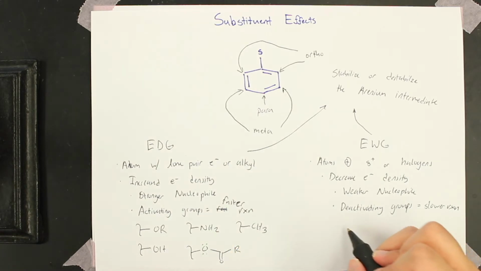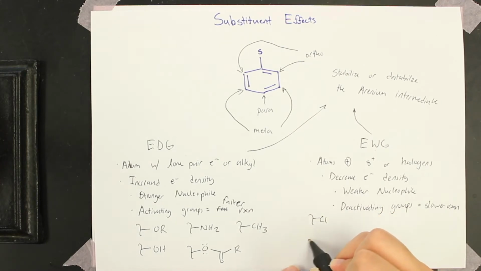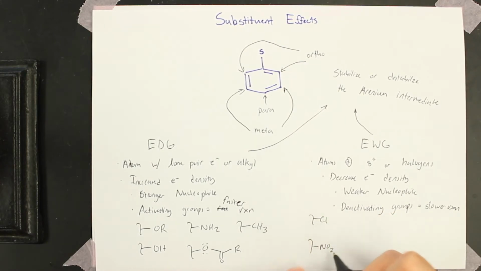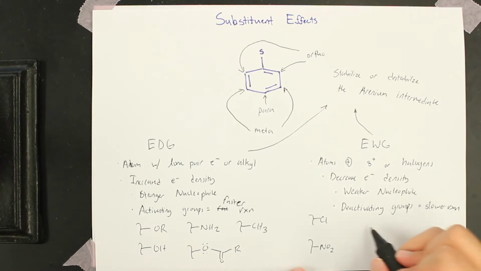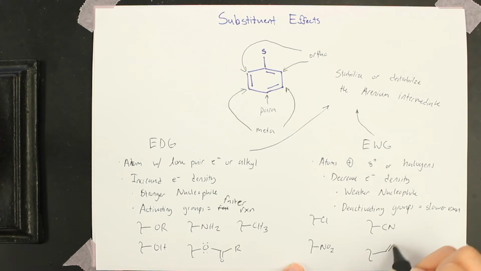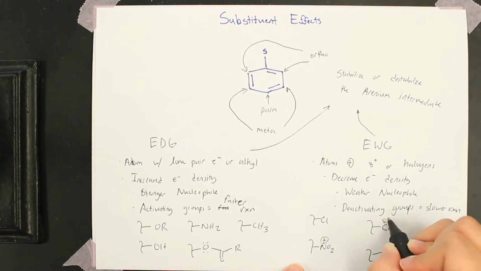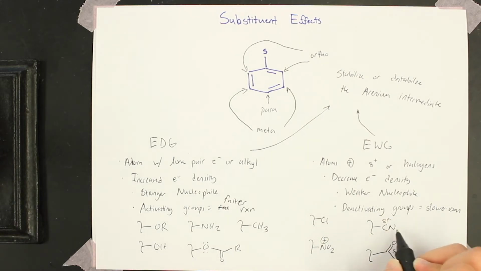For electron withdrawing groups, obviously we have the halogens, so we can have something like chlorine, nitro, which is what we're adding to the ring for this experiment. You can have cyano, and then typically any carbonyl compound. This carbonyl carbon has a slight delta positive, this nitrogen is positive, and then there's a slight partial positive on carbon in cyanide. So these are electron withdrawing groups.